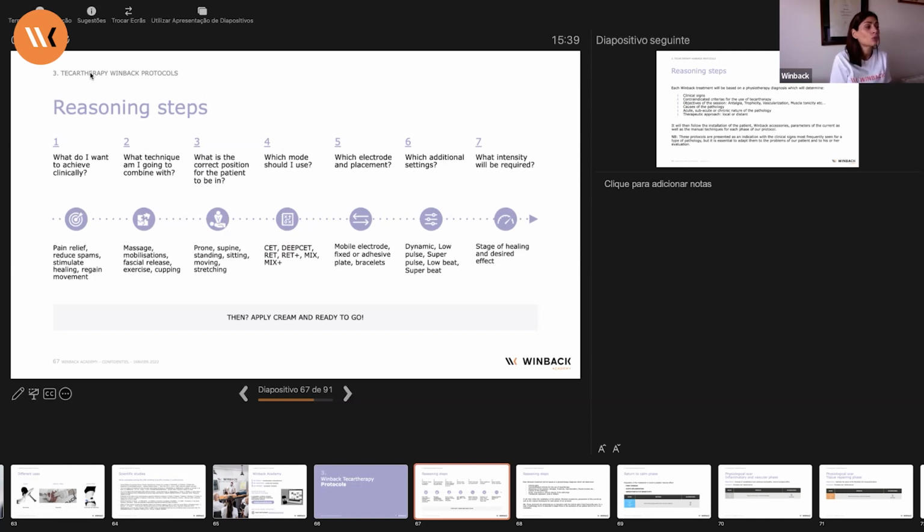3, what is the correct position for the patients to be in? I wanted to put it in prone, or I wanted to put it on supine. I want to be standing or sitting or moving. Am I going to stretch? Like that, we choose what technique and which electrodes we will use.